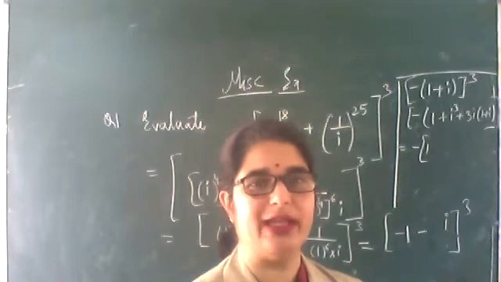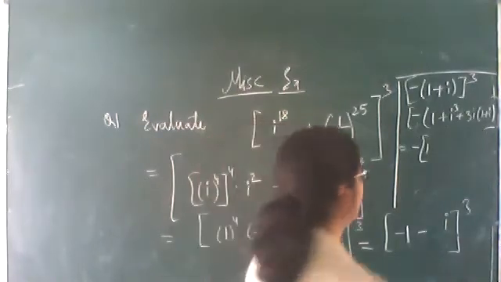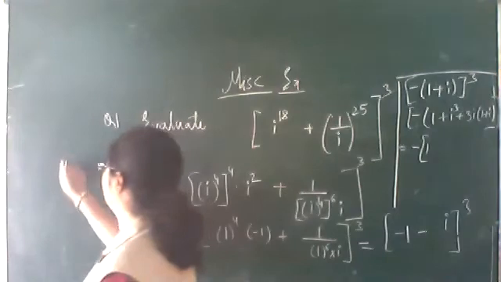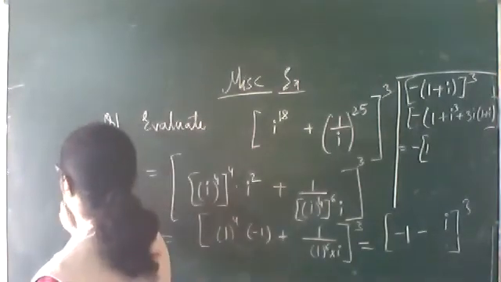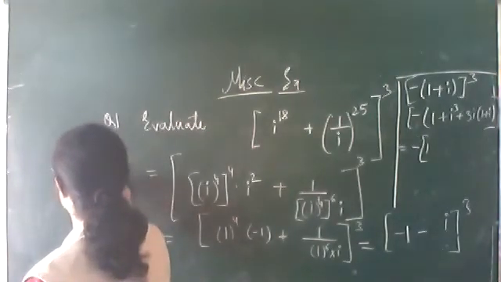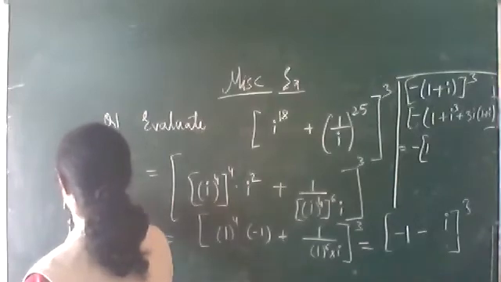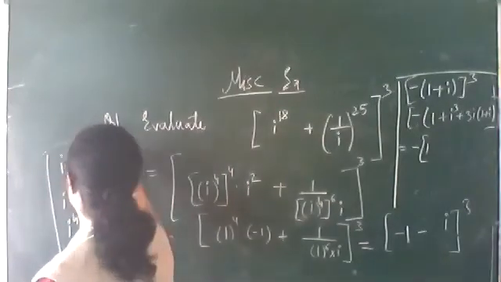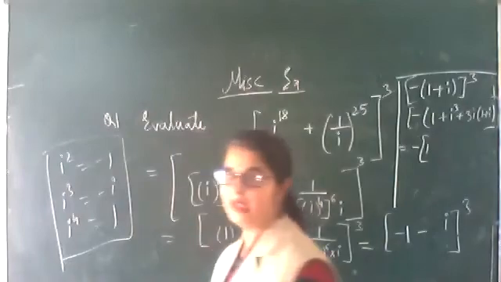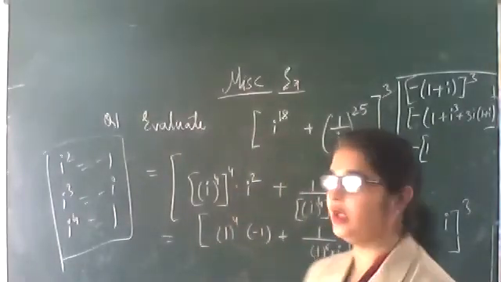Tanishq Malik, what is the value of iota cube? I told you earlier also, if you remember, iota square is -1, iota cube is minus iota, iota to the power of 4 is 1. These values I ask you to remember yourself, and you can calculate also. So your iota cube is what?